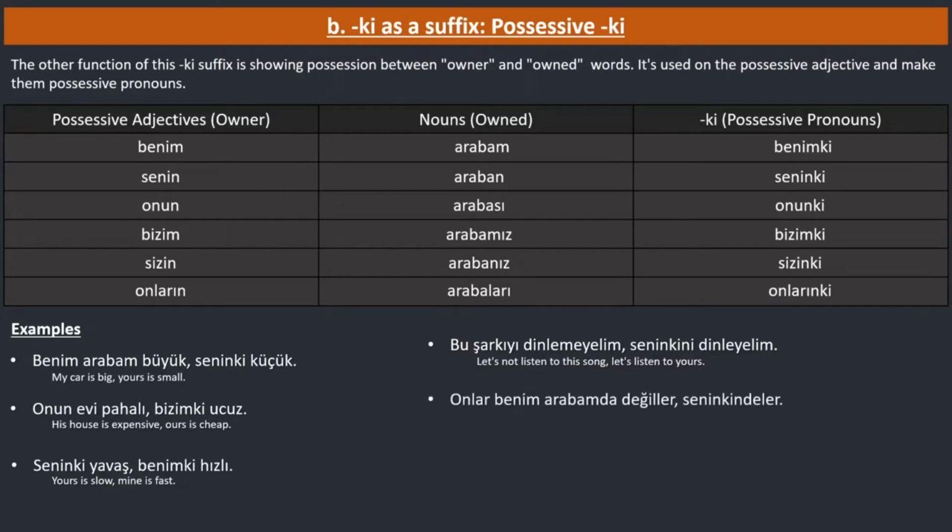And another example of moving the possessive, dative, locative, all the other endings onto the new possessive pronoun. Onlar benim arabamda değiller, seninkindeler. So I put this da on here, and also this ler is needed because I'm talking about onlar. Onlar benim arabamda değiller, seninkindeler. I'm still moving the endings on seninki.